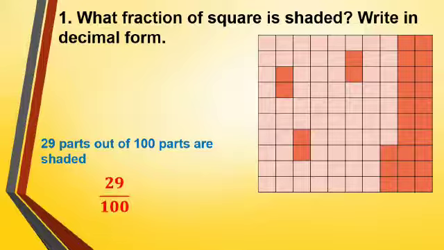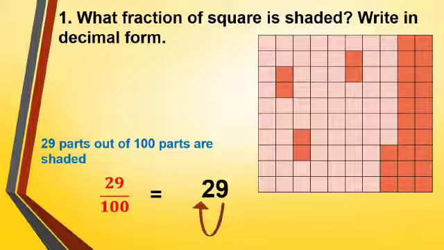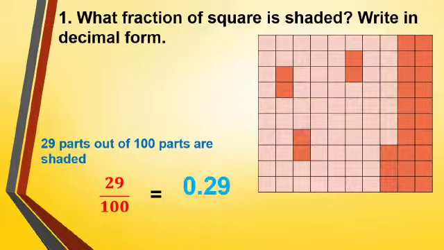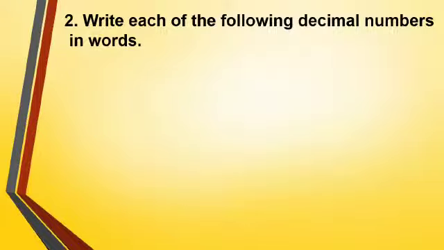Now to express this fraction in the decimal form, first of all write down 29, which is the numerator. Now in the denominator 100, there are two zeros. So count two digits from the right hand side, moving towards left, put a decimal here and then a 0. So the decimal form of 29 by 100 is equal to 0.29.